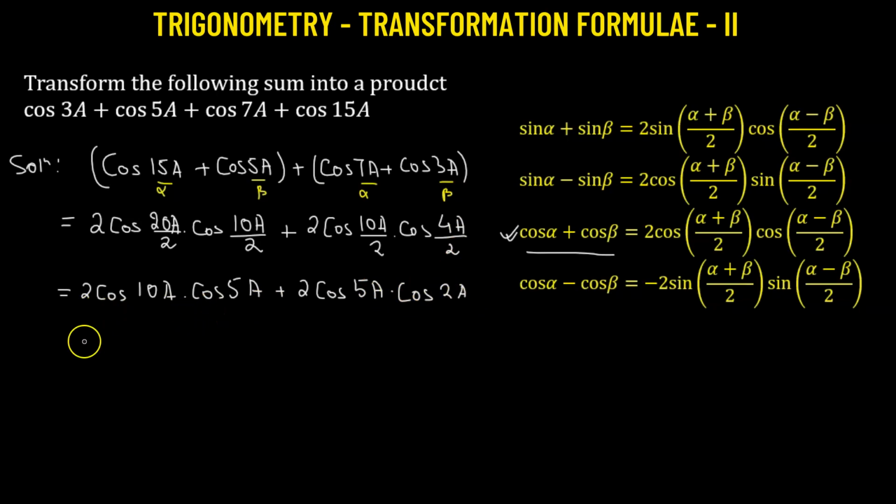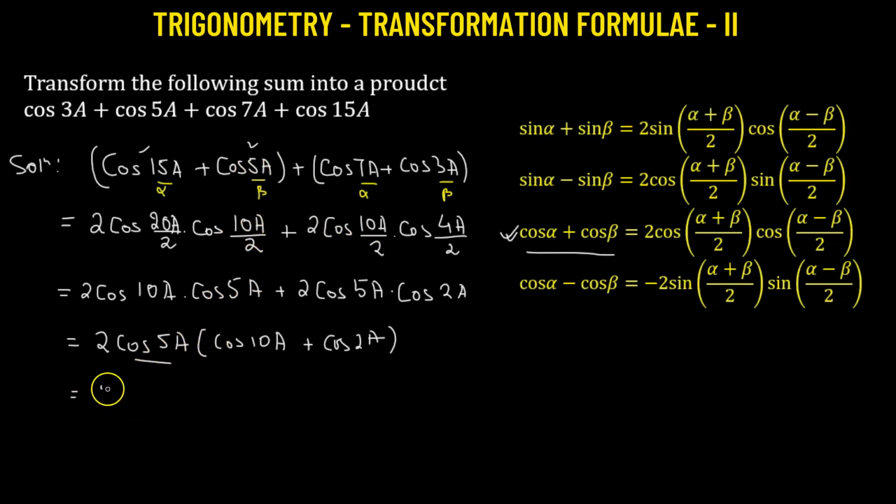Now we can factor out 2 times cosine of 5a from both the two terms. So we have 2 times cosine of 5a multiplied by cosine of 10a plus cosine of 2a. The reason we are able to take this common factor cosine of 5a is the way we chose the two terms for addition. So cosine of 15a plus cosine of 5a, because we knew that if we do 15 minus 5, that's going to give us 10, and 7 plus 3, that's going to give us 10. So in some way we can predict before even solving what the common factor will be.